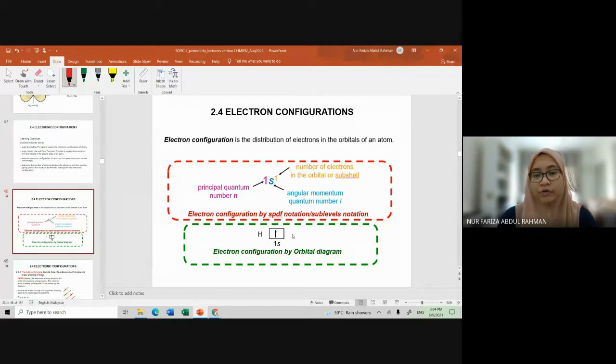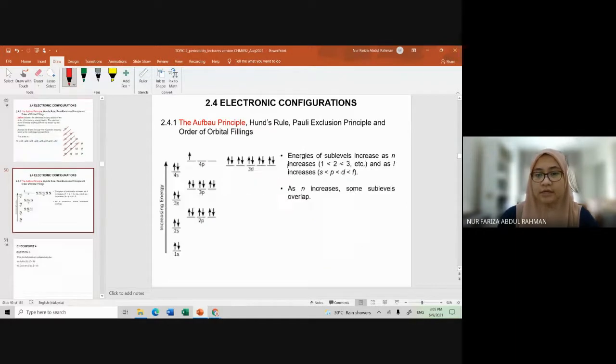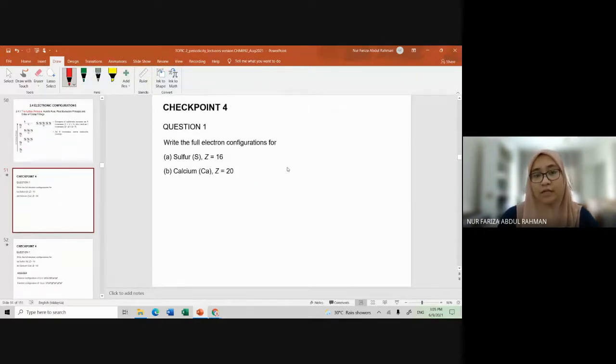We could also represent the electrons in the orbital using an orbital diagram. We have three principles that govern the occupation of the electrons in the orbitals: Aufbau, Hund's rule, and Pauli exclusion principle. The electrons need to occupy the orbitals based on these three rules. So you should know what the rules are and make sure that you are able to define the rules if you are asked to do so.